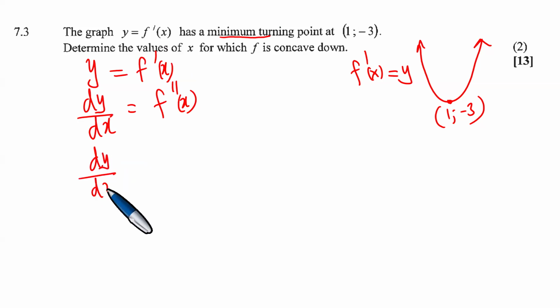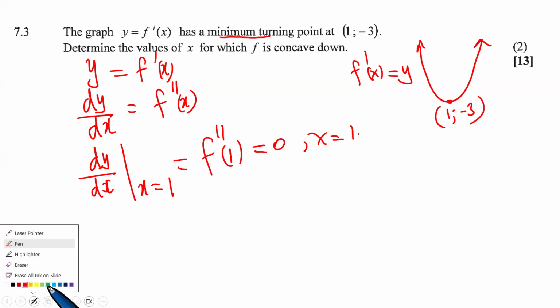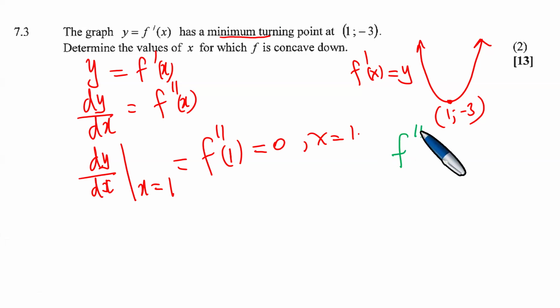So dy dx evaluated at x equals 1 equals f double prime at 1. So we're saying dy dx is evaluated at x equals 1. Now if the examiner is saying that the graph of this has a minimum turning point at this point, it means that the derivative of these equals 0, indeed at the point x equals 1. What is the meaning of all these things here? We need to determine the values of x for which f is concave down. What does concave down mean? We analyze that in green. Now, concave down would mean that the second derivative of the function at x is negative.